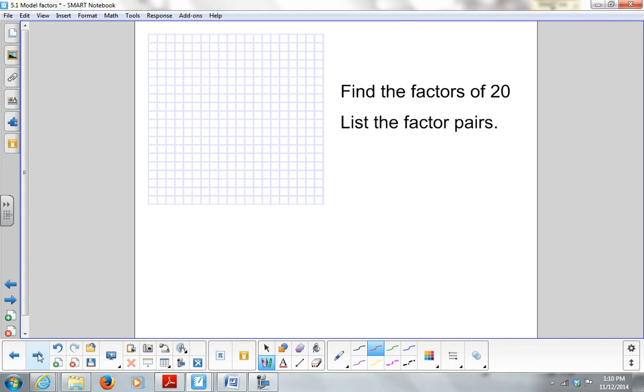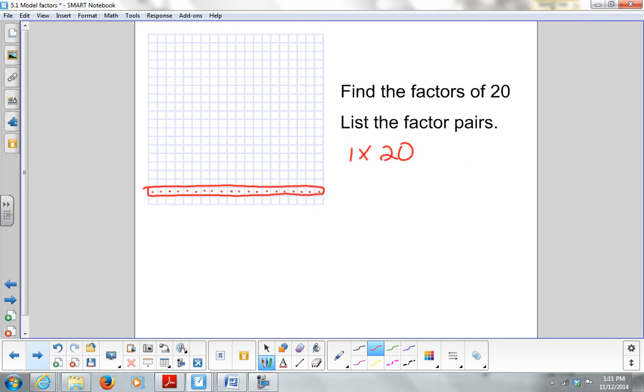All right, so on this one, it's asking me to find the factors of 20 and then list the factor pairs. Now, if I'm drawing my boxes, I should be listing my factor pairs already. So we'll go through and do that together. The first thing you do is go ahead and do the number 1. So it'll be 1 times 20. So count out 20 boxes with me. It's 1, 2, 3, 4, 5, 6, 7, 8, 9, 10, 11, 12, 13, 14, 15, 16, 17, 18, 19, 20. Okay, so it goes all the way across my grid paper. So 1 times 20. I drew my box. Okay, and I'm going to list my factor pair, which is 1 times 20.